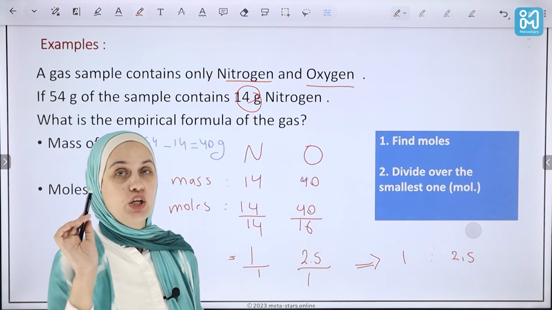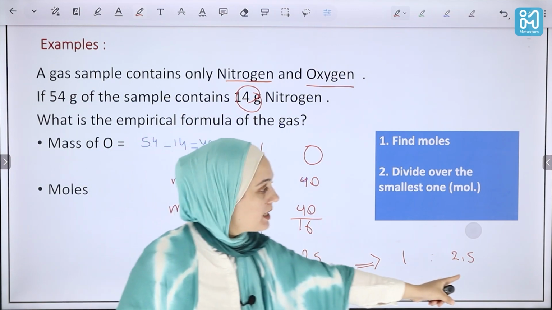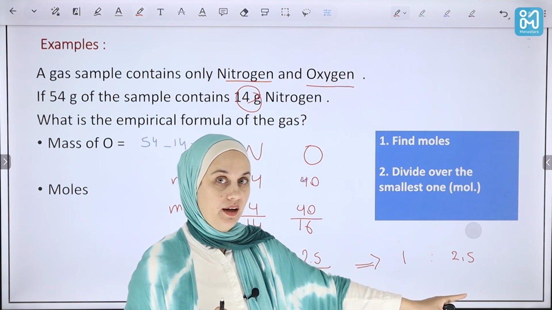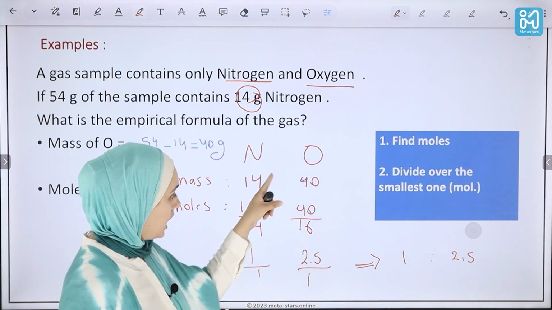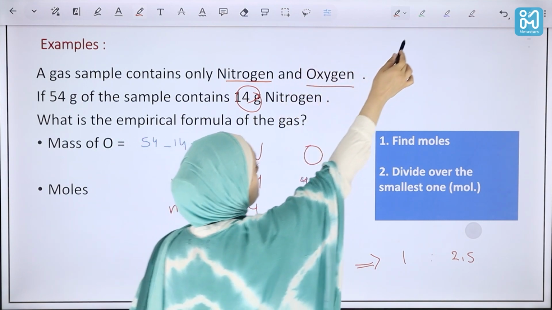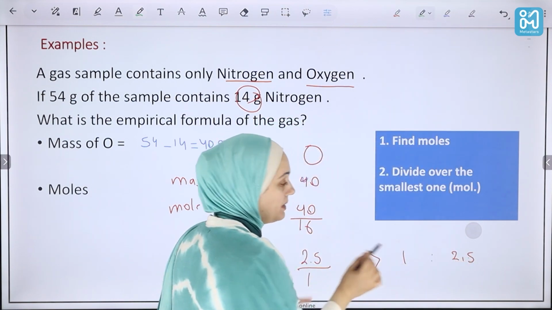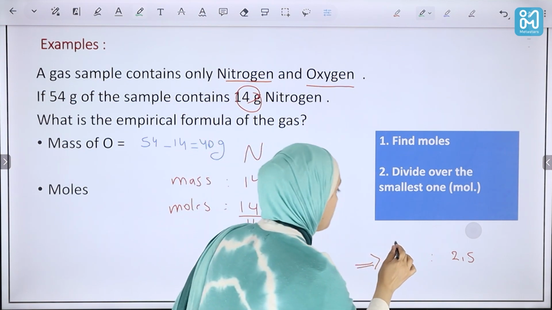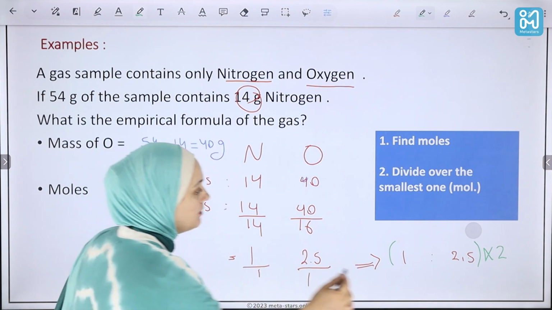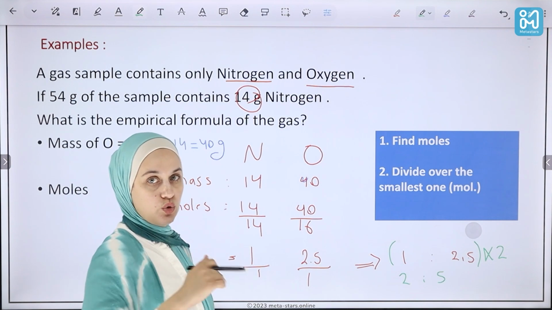But you have to know something. Fractions are not allowed. I have to make this a whole number. It's the simplest whole number ratio. No fractions allowed in the formula. I can't write, for example, O2.5. I can't write like this. So what I have to do is multiply to get a whole number. I have to multiply it by 2, but I can't do it for one side. I have to do it for both sides. So I will multiply all this by 2. What ratio will come? 2 to 5. This is the ratio, 2 to 5.